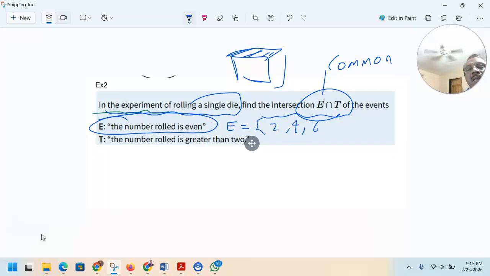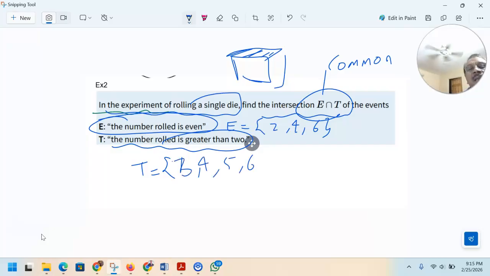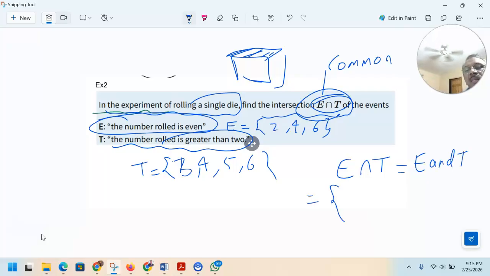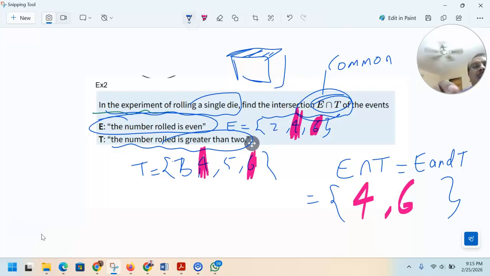I'm just organizing. This is that thing. And what is the meaning of greater than 2? So T, greater than 2, means it can be 3, it can be 4, it can be 5 and 6. And you can see the meaning of E and T, which is E and T. It means you have a new set. I use the braces like this. So what is that common that you see? You can see 4 and 6. So you just write 4 and 6 and you're done. That's all he's asking you.